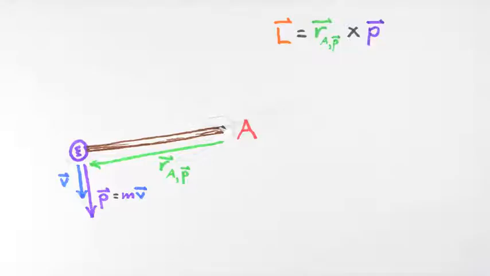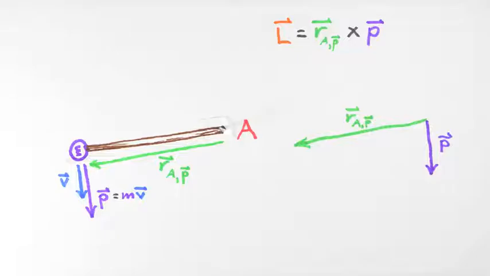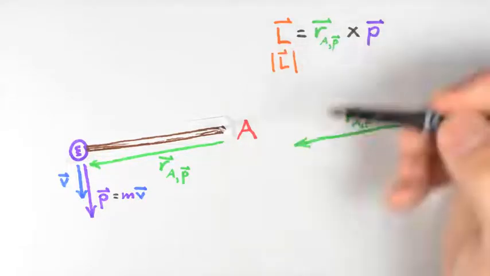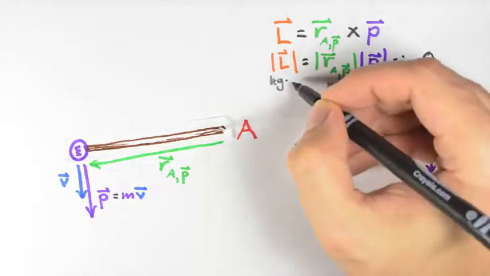We recall from our earlier discussion of torque, where we first encountered the cross product, how to find the magnitude and direction of the cross product. To visualize this, let's start by placing the arrows representing the two vectors involved in the product, here r sub a,p and p, tail on tail. Then, as we recall from our discussion of torque, the magnitude of the cross product is the product of the magnitudes of the vectors together with sine theta, where theta is the smaller angle between the vectors. The dimensions of angular momentum are mass times length squared divided by time, with corresponding SI units, kilograms meters squared per second.